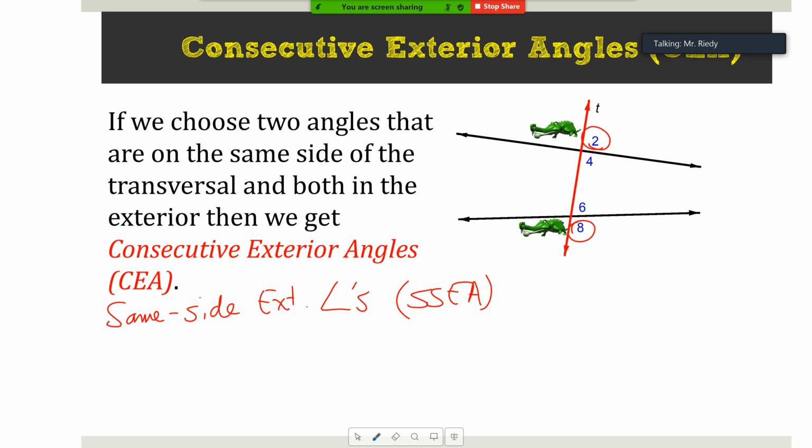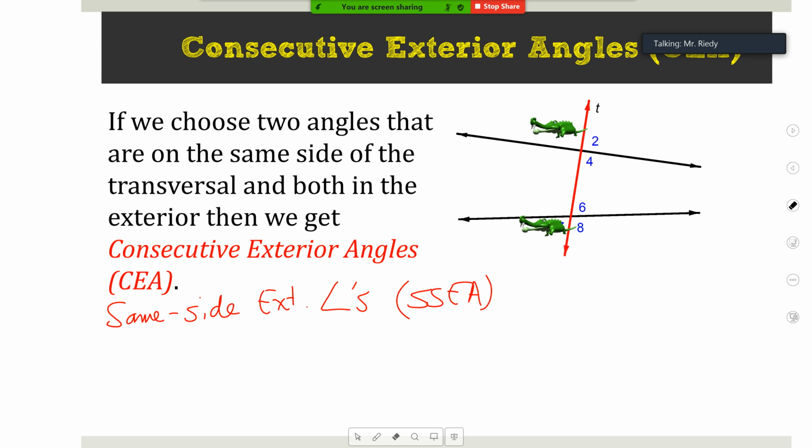Now, what we haven't dealt with, and we're not going to deal with directly, is what about an angle like angle 4 and this alligator? Now, they are alternate angles because they're on opposite sides of the transversal, but one is in the interior and one is in the exterior. So this is not a pair that we deal with. Just the 5 that we've already talked about. Corresponding, alternate interior angles, alternate exterior angles, same side exterior and same side interior.